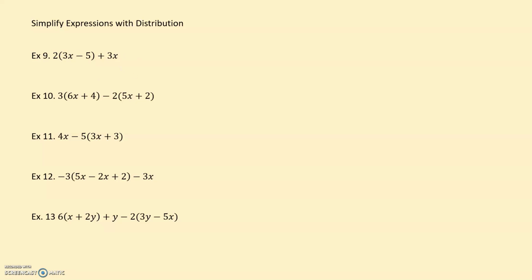So we have this 2 to distribute. 2 times 3x and 2 times negative 5. So 2 times 3x is 6x. 2 times negative 5 is negative 10. And then plus 3x on the end. So combine like terms now. We have 6x plus 3x be 9x minus 10.